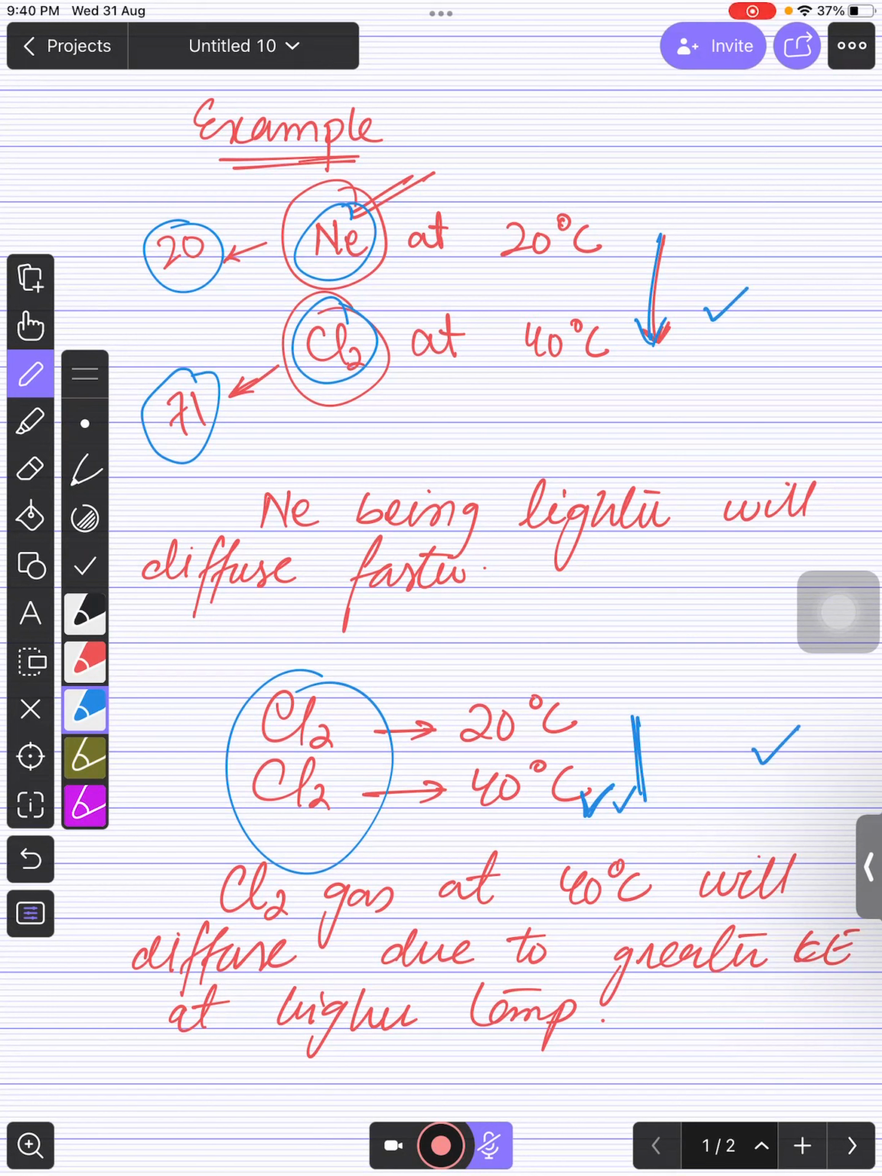ठीक है sir. Right? Neon और जो आपके पास chlorine है, वो दोनों अलग अलग गैसेस हैं, तो उसको हमने अलग अलग कंपेयर किया है. और यहाँ ये जो केस है, ये सेकंड केस है, ये फर्स्ट केस है, राइट?